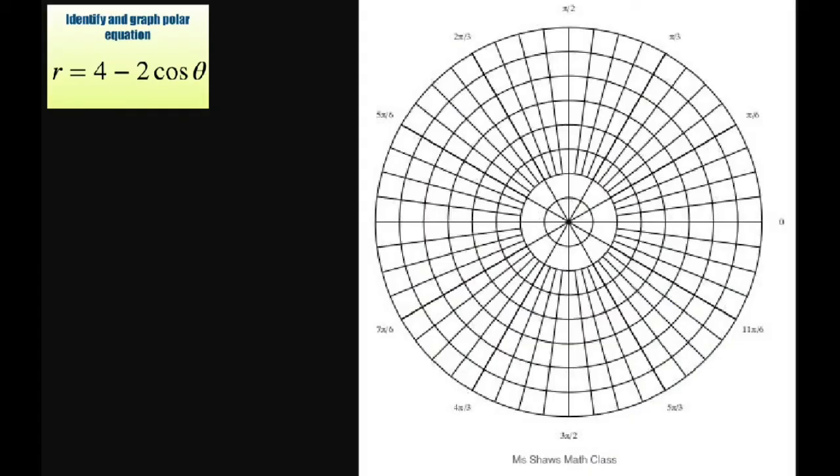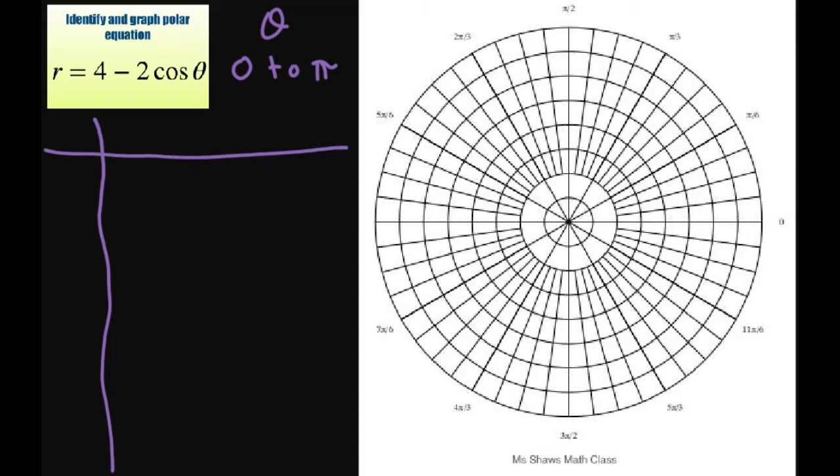Now that we did our test for symmetry, and it's with respect to the polar axis, we're going to assign our values of theta from 0 to pi. So we're going to write down a table of values for theta. Start at 0. You go pi divided by 6, pi divided by 3, pi divided by 2, 2 pi divided by 3, 5 pi divided by 6, and pi. And then evaluate it with 4 minus 2 cosine of theta.